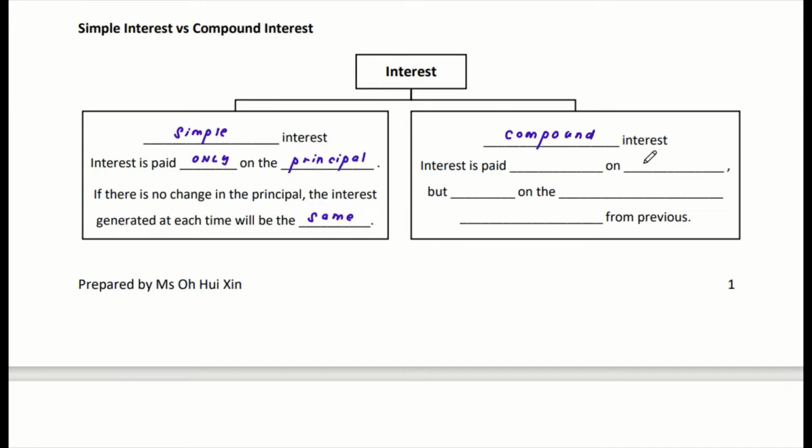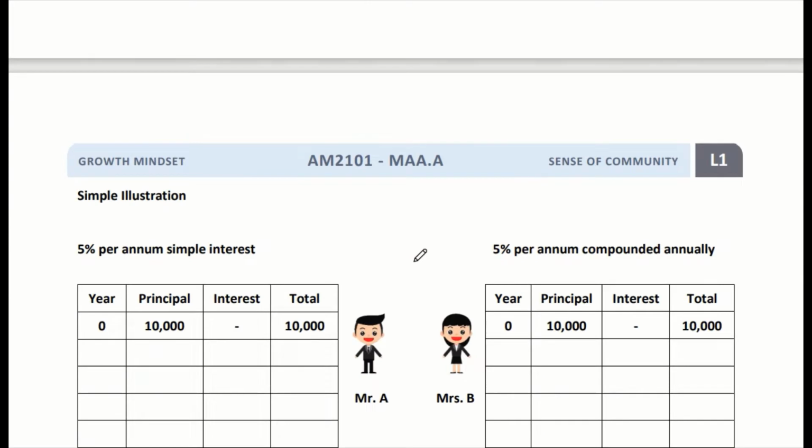Compound interest, on the other hand, is paid not only on the principal, but also on the accumulated interest that you generated from the previous time. It looks a little bit confusing here, but no worry, we are going to put these two different types of interest into the same case by looking at this simple illustration.